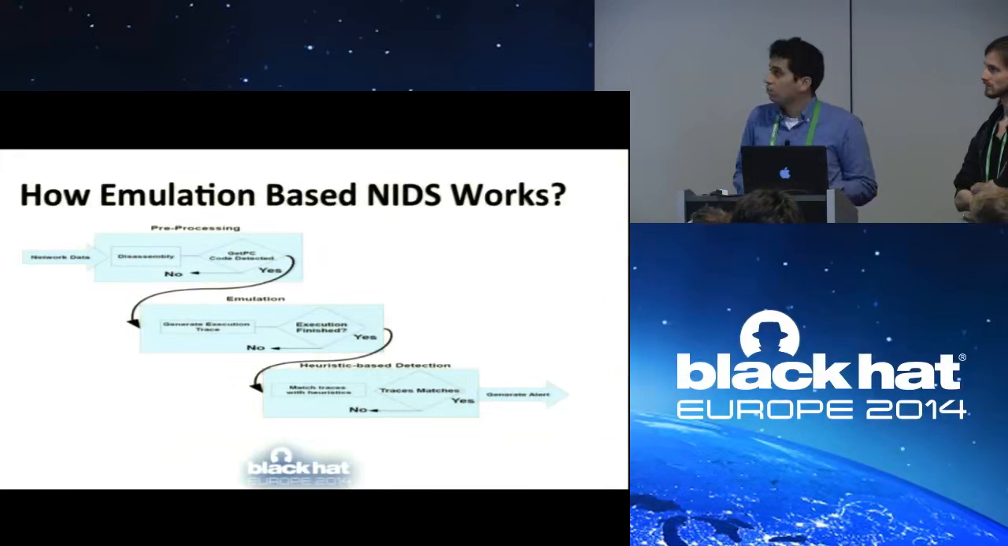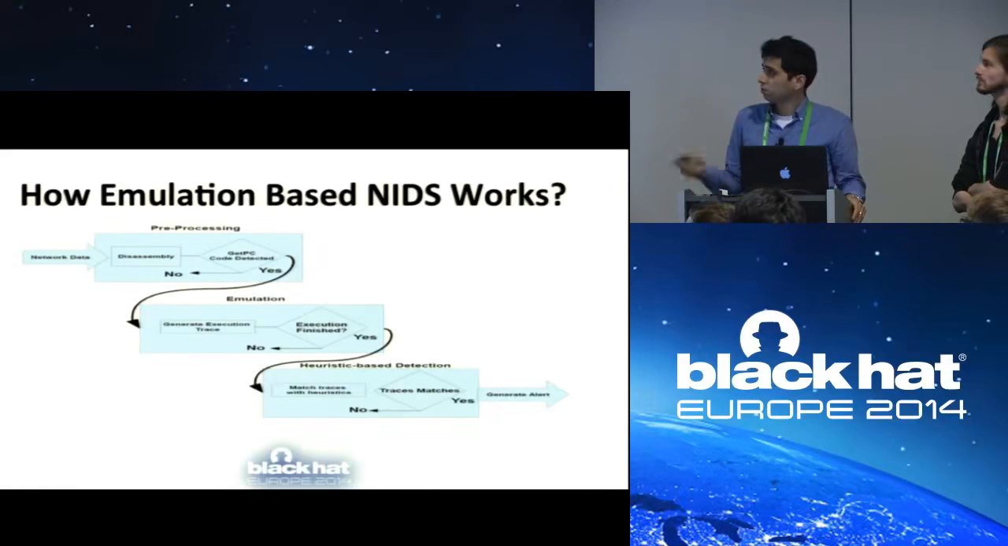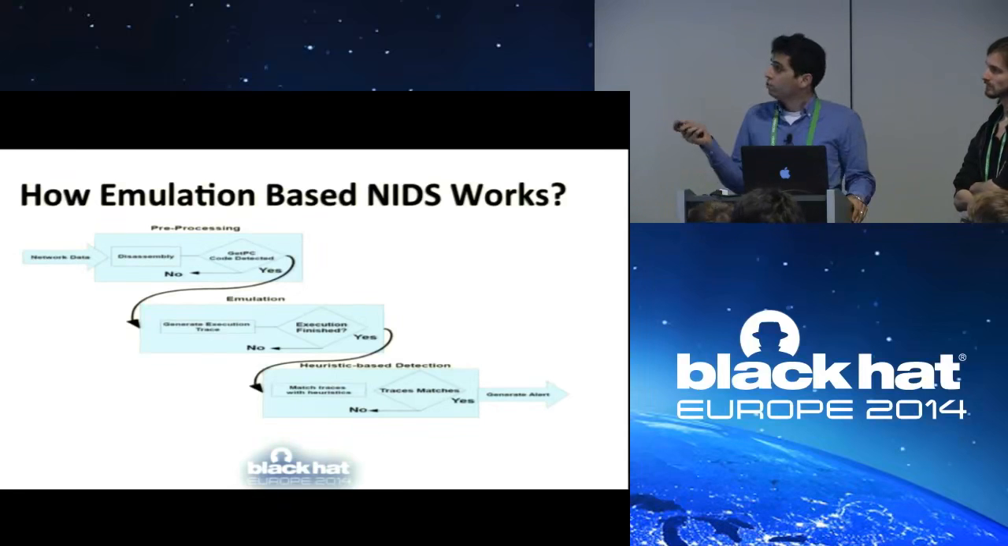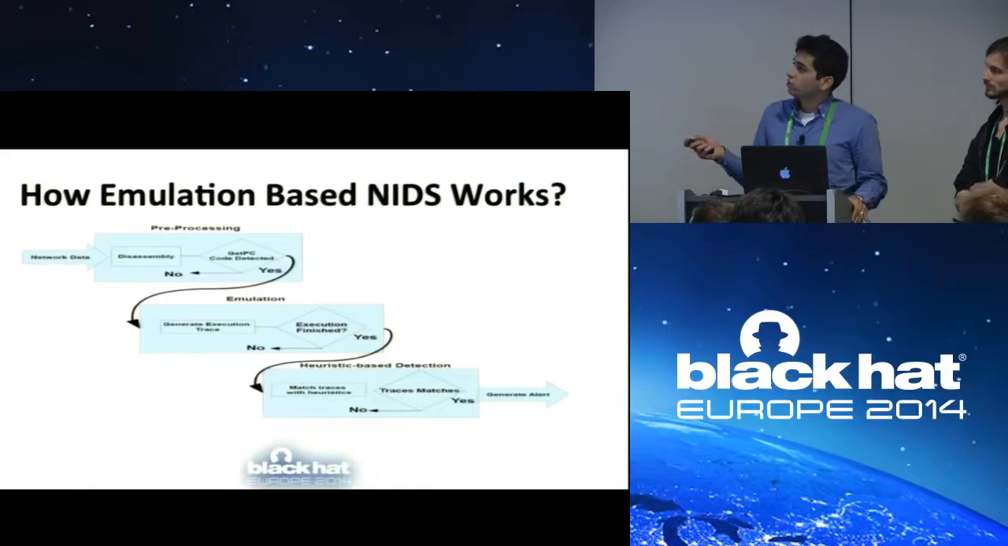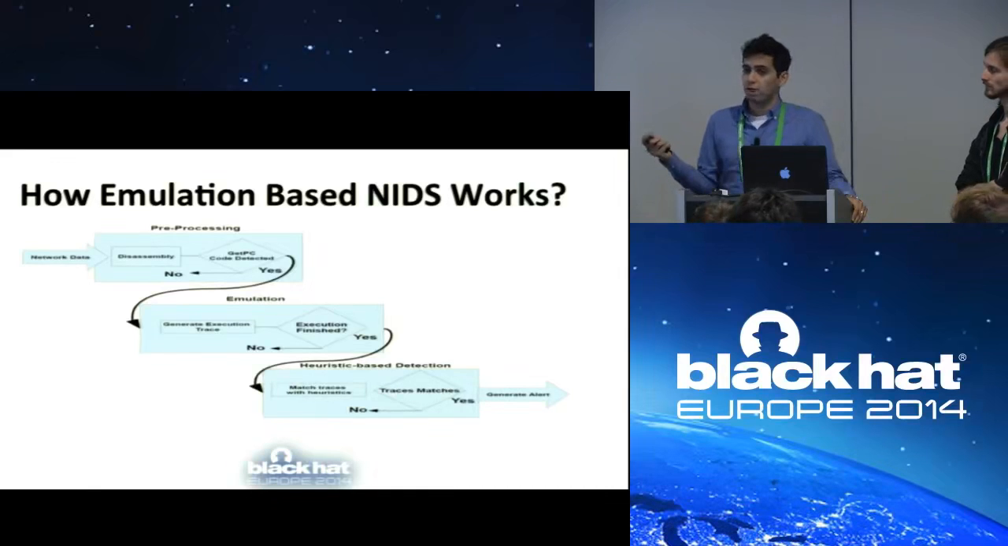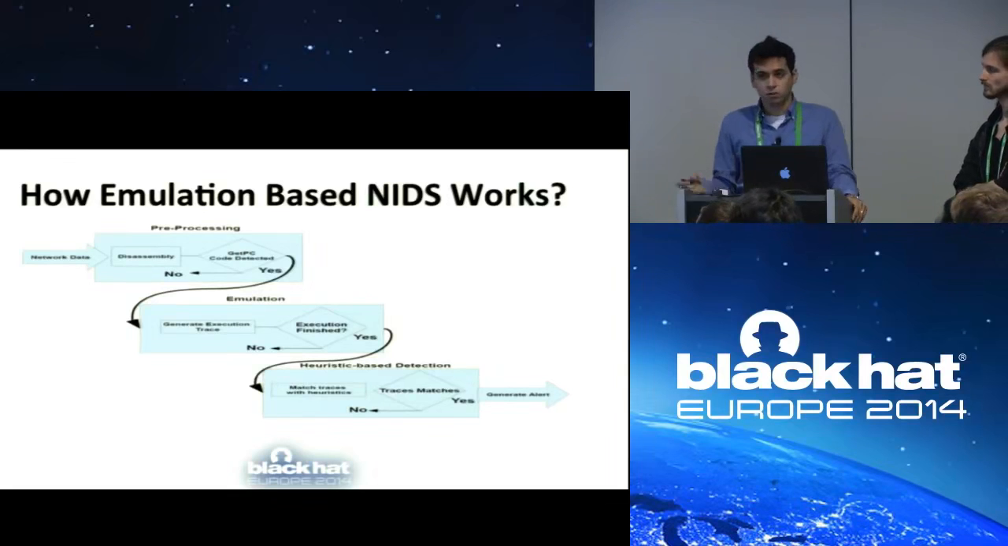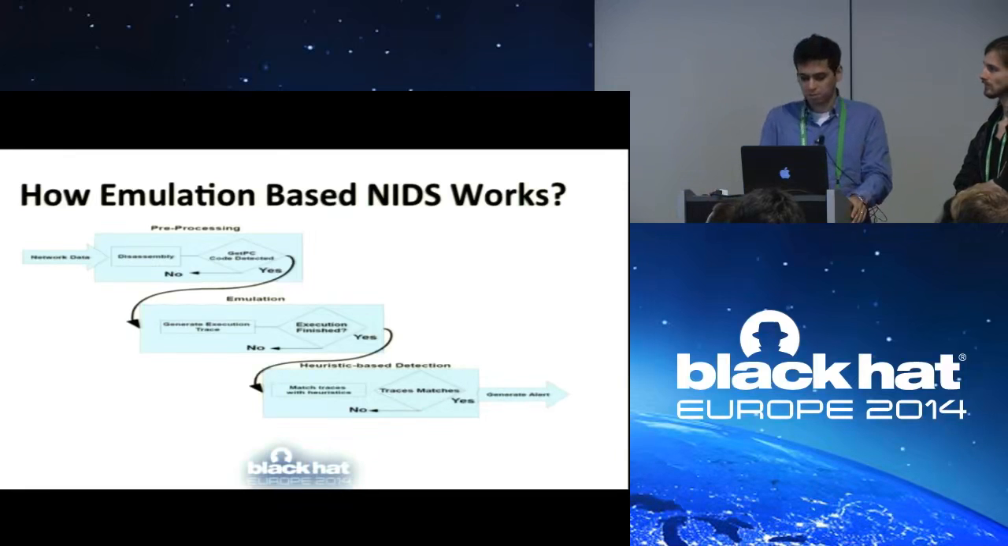Basically, how it works is you have a pre-processing step, where you look at the network stream and select a suspicious network stream, you emulate it, and you generate the execution patterns. Once you generate the execution pattern, you match it with a certain heuristic, which is a behavior of a shellcode. Once you match it, you generate an alert saying, hey, this is a shellcode in a network stream, which probably means that somebody is exploiting you.